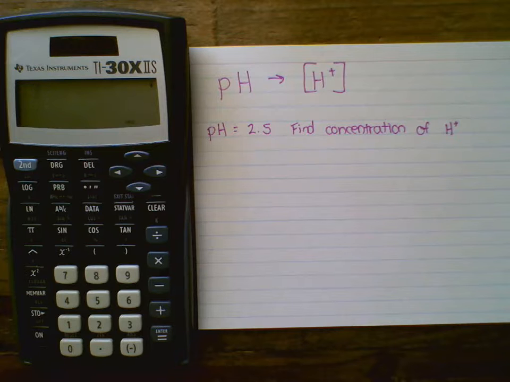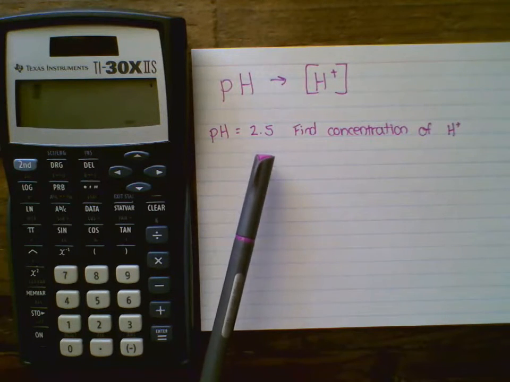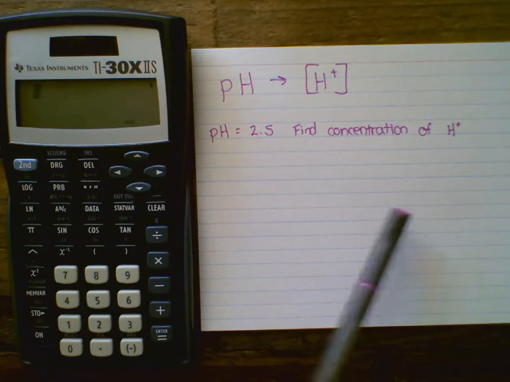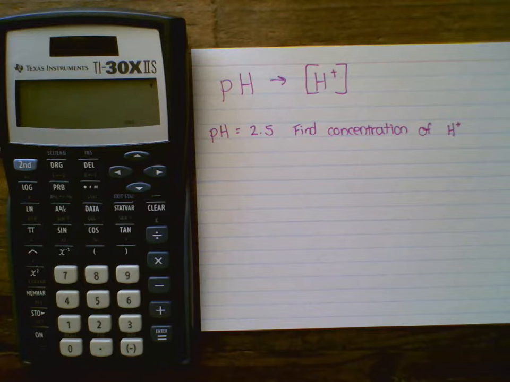So now we are going to look at a pH number that we're already given, and we're going to work backwards to figure out what our H plus concentration needs to be. So we would maybe use something like this if we're trying to make a certain solution at a certain pH. So let's say we wanted a pH of 2.5. We need a solution that's at a pH of 2.5. We need to figure out how much acid I need to put into that solution in order to get it to be a pH of 2.5.